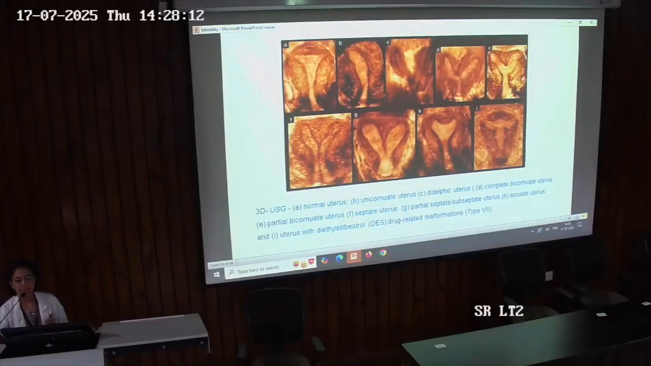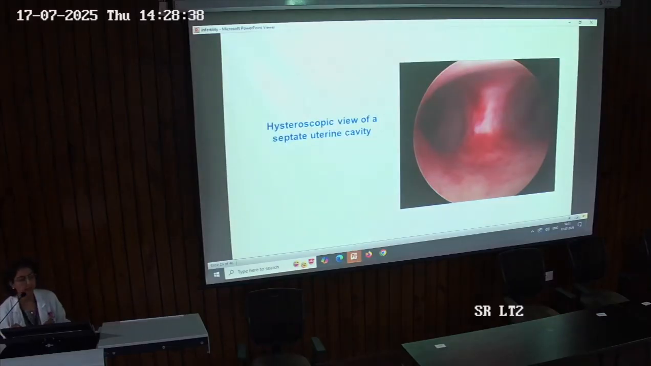These are the images that we get in 3D sonography. You can see B is the unicornuate uterus, D is a bicornuate, E is the septum, uterine septum. Again, different septums, F, G, H is the arcuate uterus and I is the T-shaped uterus with irregular margins. Again, genital tuberculosis. In hysteroscopy, you can see a band inside the cavity, a septum.